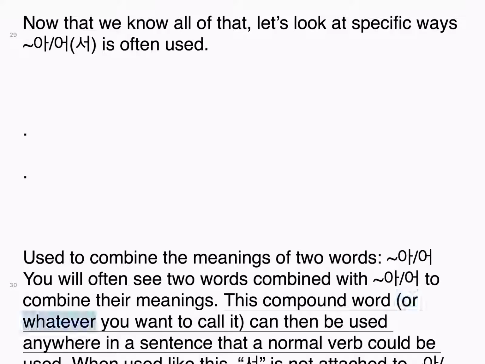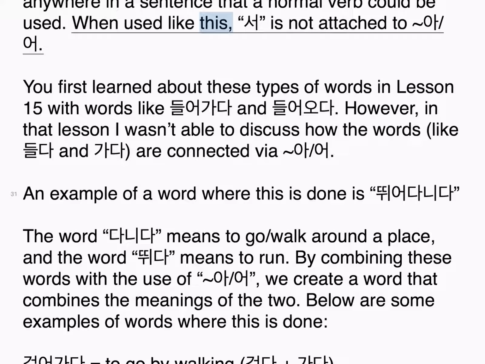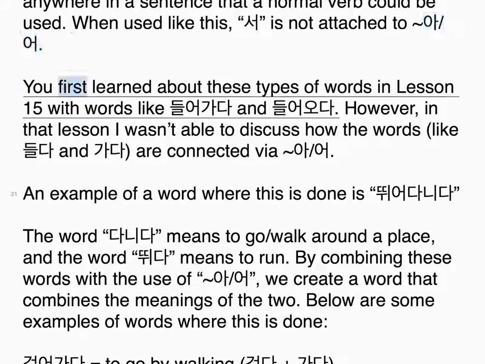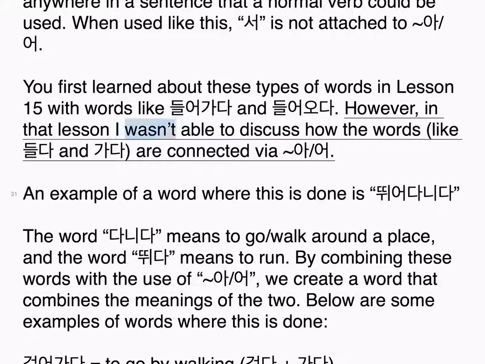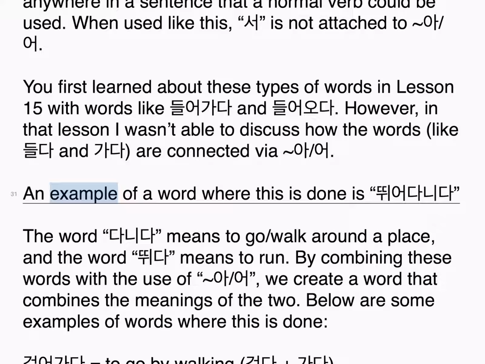This compound word, or whatever you want to call it, can then be used anywhere in a sentence that a normal verb could be used. When used like this, 서 is not attached to 어. You first learned about these types of words in lesson 15 with words like 들어가다 and 들어오다. However, in that lesson I wasn't able to discuss how the words like 들다 and 가다 are connected via 어. An example of a word where this is done is 뛰어다니다.